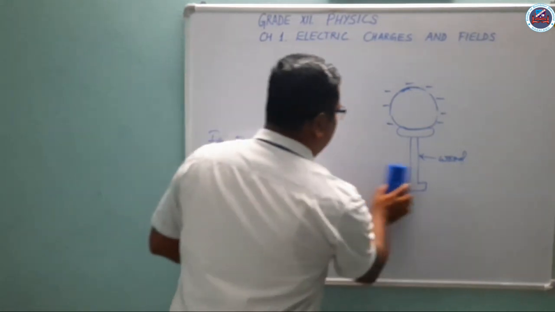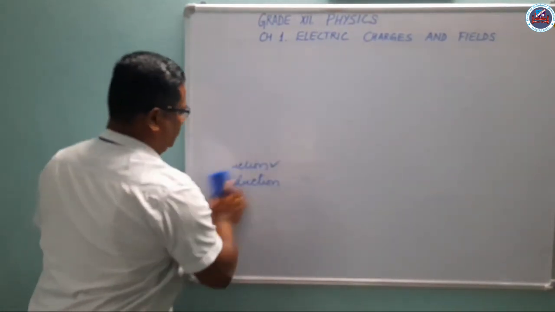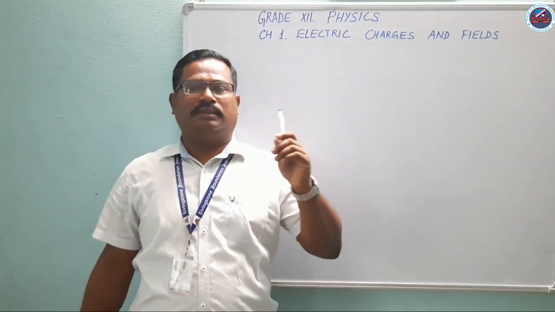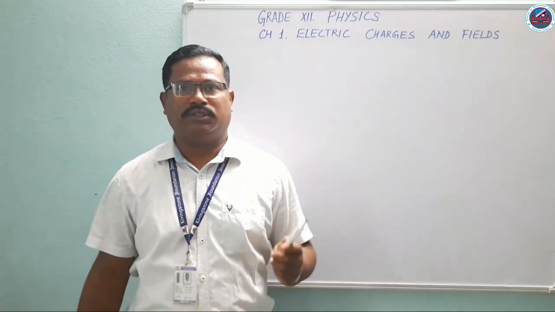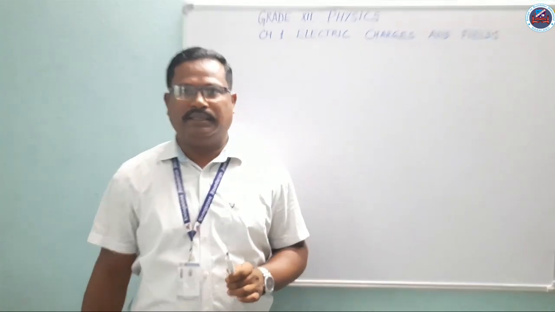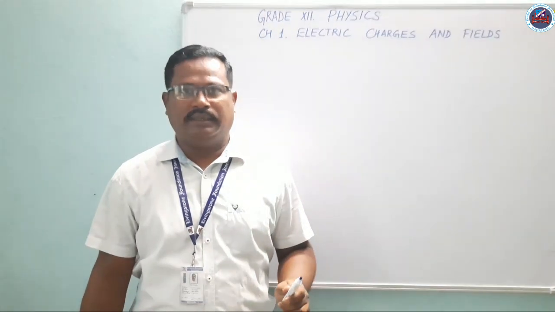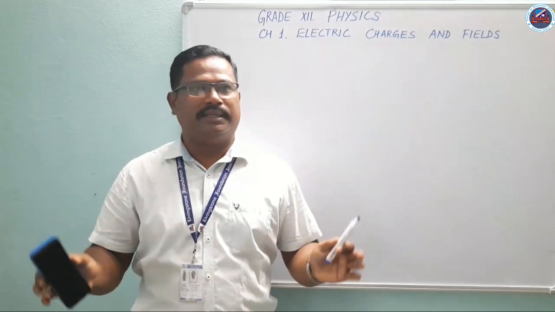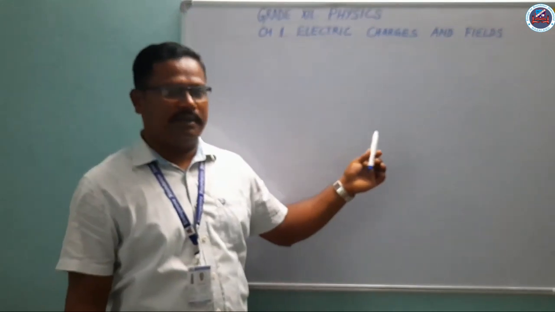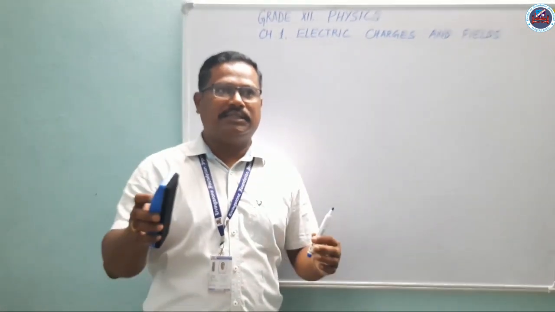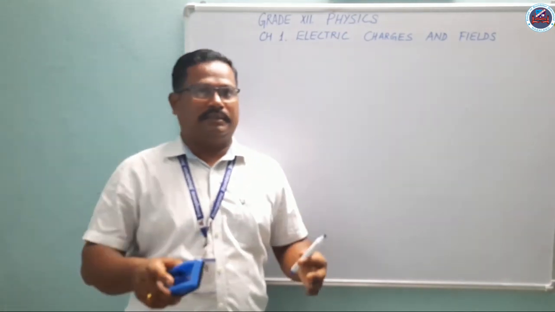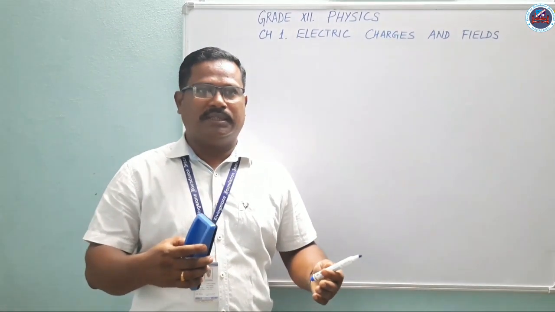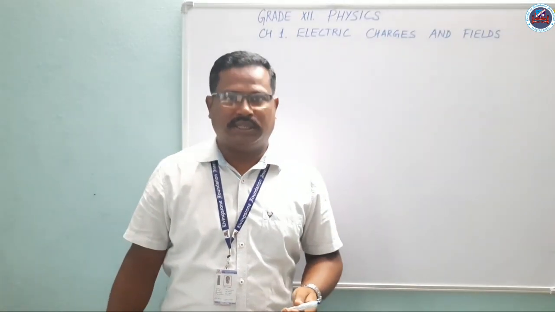Now, charges are always conserved. That follows conservation of, we call it, conservation of charge. Charge can neither be created nor destroyed. The total amount of charge in an isolated system always remains the same. You have seen in friction, conduction, induction, charges were not getting lost. They are there, but only transferring from one body to the other body. That is called conservation of charge.